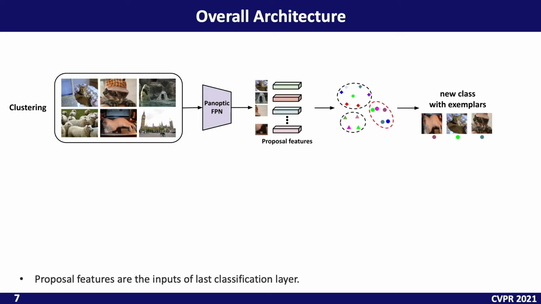So we propose an exemplar-based open panoptic segmentation network called EOPSN. We first make over-clusters for proposal features using k-means clustering, and among clusters, we select dense and high objectness score clusters as an unknown class. Each element is considered as an exemplar of the unknown class.